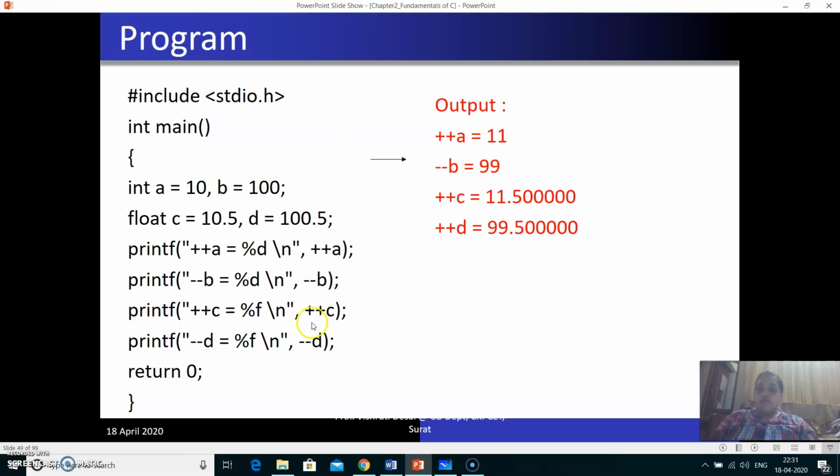I am performing ++c. c is 10.5. So now my result is 11.5. --d, d is 100.5. So --d is 99.5.